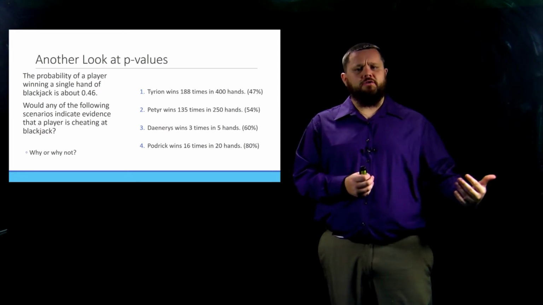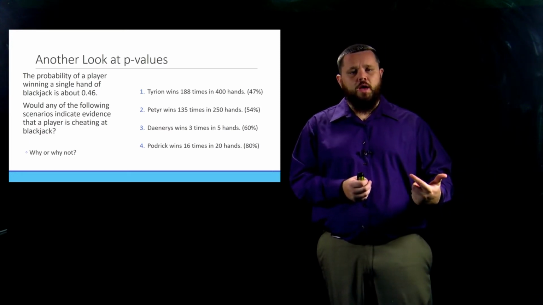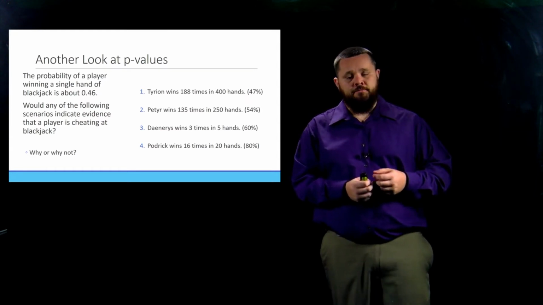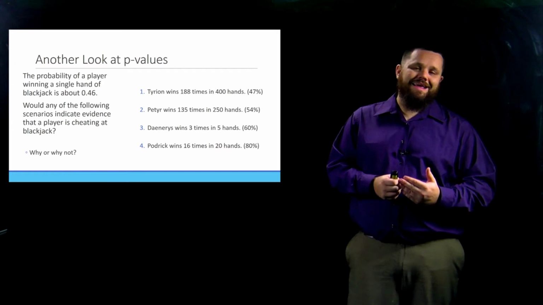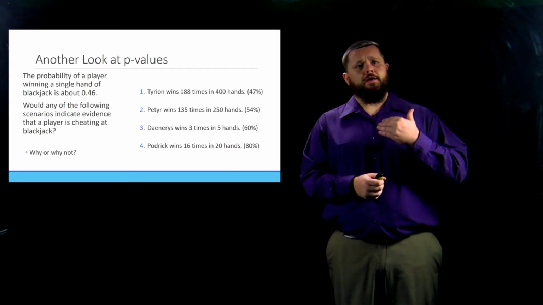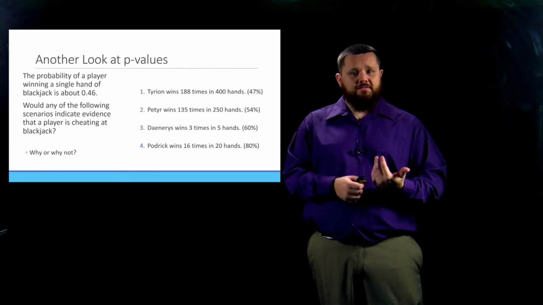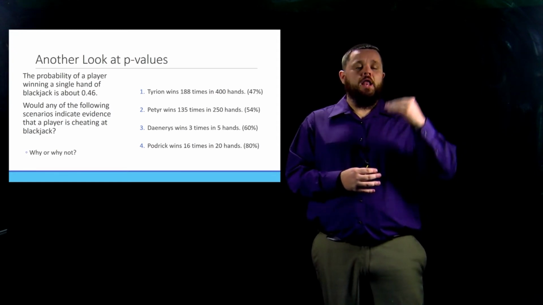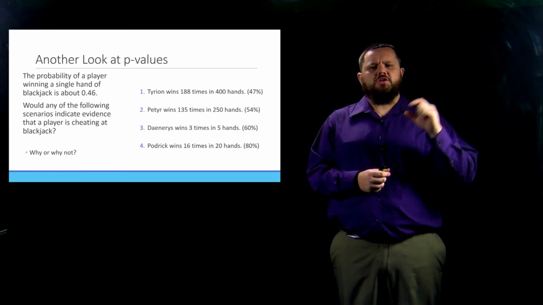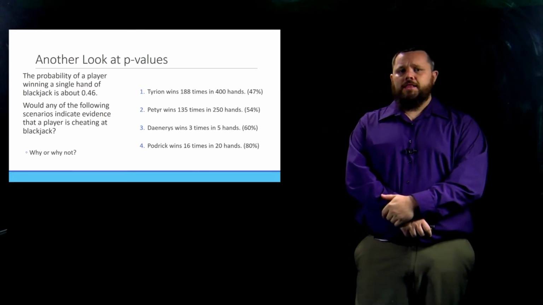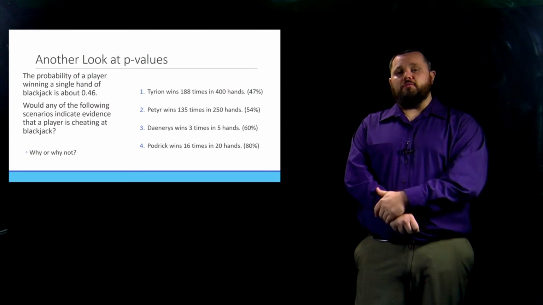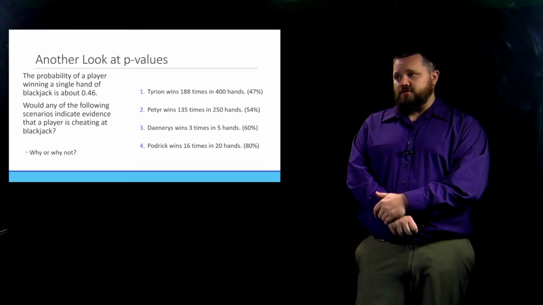And then other various rules at the table as well. Does the dealer hit or stand on soft 17? Can you double after you split aces, and various other things? If you don't know what I'm talking about, that's perfectly fine. But all of these things do change your winning percentage slightly. But to make it a little bit simpler, let's just say that the probability of winning a hand is 46%.